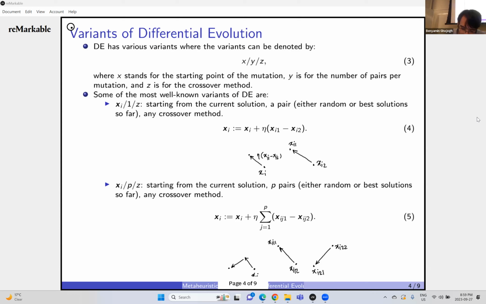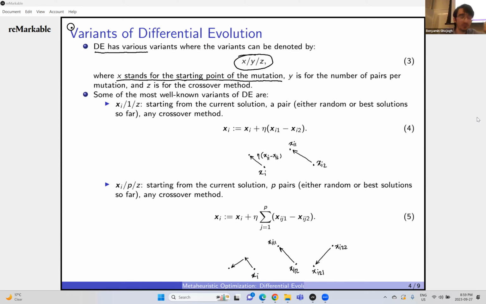Now, as I said, differential evolution has variants. We can denote the variants in this way. They are usually denoted in this way in the literature: X/Y/Z. So what do I mean? The first one, X, stands for the starting point of the mutation.